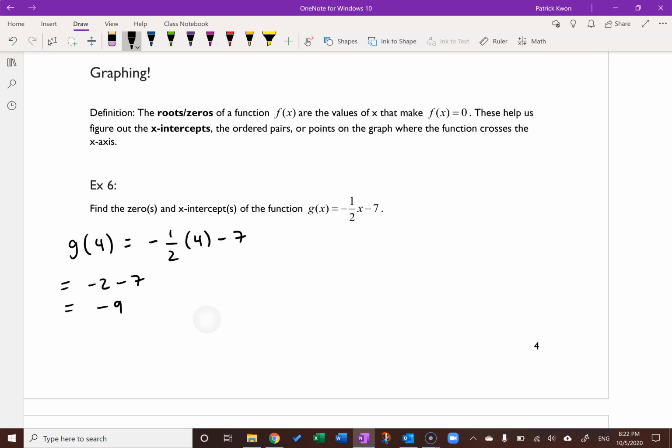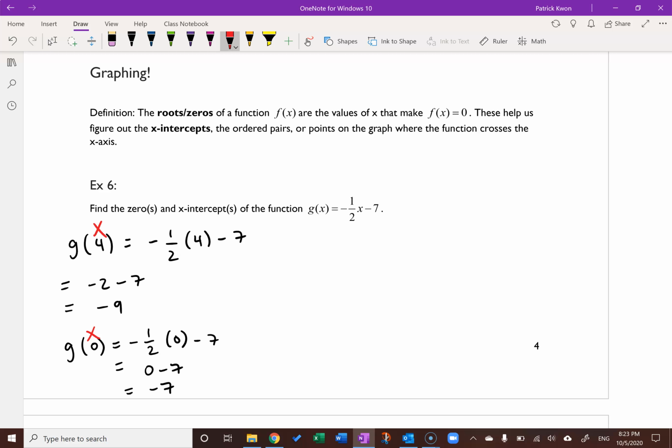Maybe let's try plugging in 0. Let's see if that works. So 0 will be a 0 or a root if we plug it in and then our output is 0. I don't think that's going to be the case, but who knows? Let's see. So negative 1/2 times 0 is still 0, minus 7, so negative 7 is our output. That means that this is not a 0 and this is not a 0.